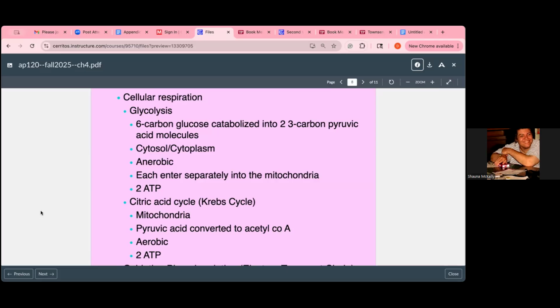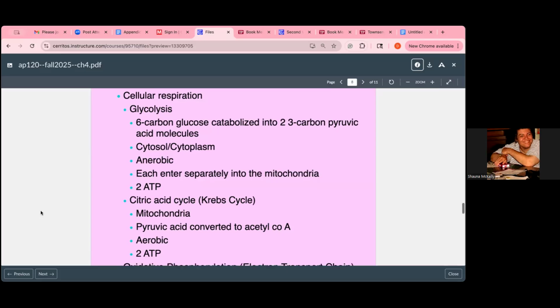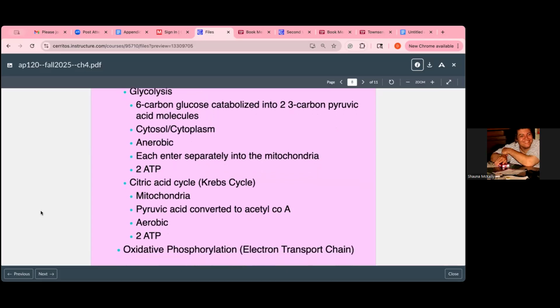Then you go into the citric acid cycle that takes place in the mitochondria, where the pyruvic acid is converted into acetyl-CoA. It's aerobic, so it does require oxygen. You get 2 more ATPs. After that happens, you get oxidative phosphorylation through the electron transport chain, which is where you and I left off. So let's keep going and see what he says about the electron transport chain.